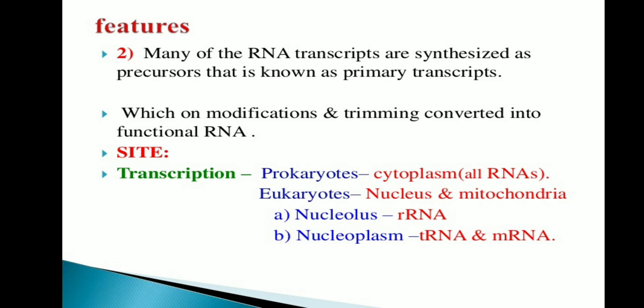And if the cell has mitochondria, then mitochondria will transcribe their own genome, meaning transcription takes place in the mitochondria also. If there is a chloroplast, then inside the chloroplast also transcription takes place. In the nucleolus ribosomal RNA will be synthesized, and in the nucleoplasm tRNA and mRNA will be synthesized, right? So these are the transcription sites of prokaryotic and eukaryotic systems.